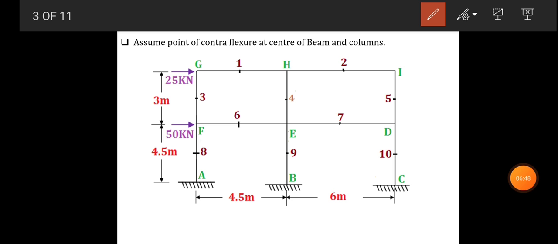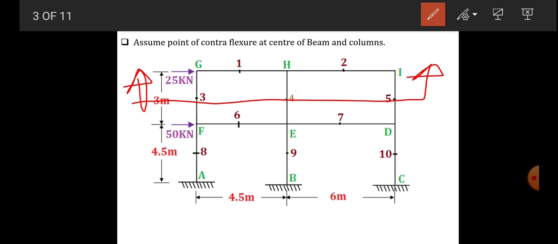Now consider the upper story. Cut this column from the center, from the node 3, 4, 5. So this distance will be 1.5, half of this total column length. And let's show here at nodes 3, 4 and 5 the forces, that means axial force and shear force, which are acting at this node.